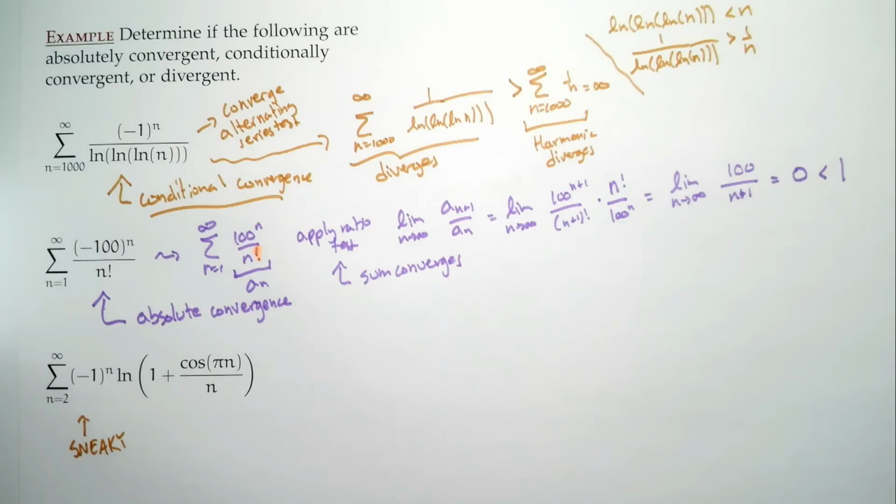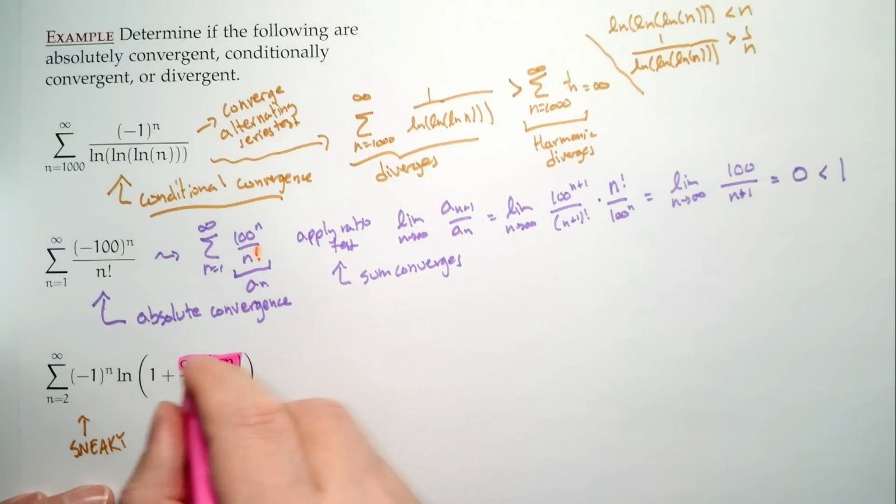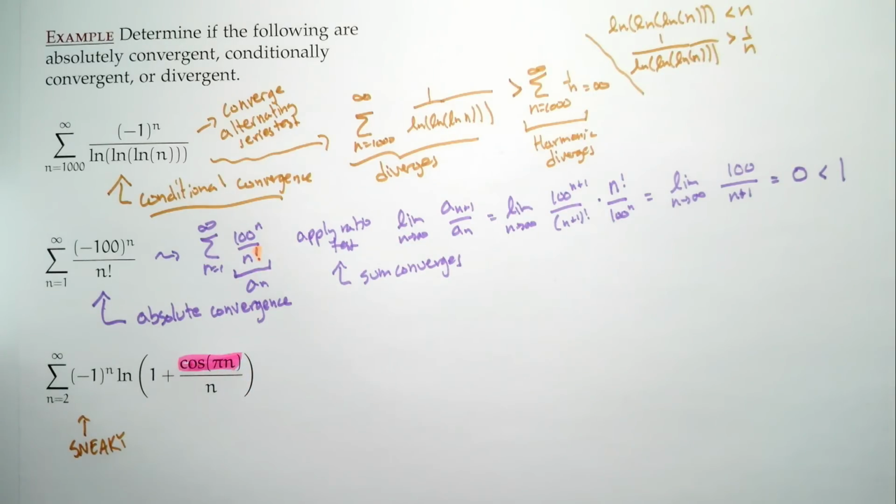And the reason that this turns out to be a little bit sneaky is this part right here. This cosine of pi n. Now, earlier today, we saw a sine event. And we said, the sine event, it jumps all around and it's not really easy to predict. But cosine of pi n actually is easy to predict. So let's think about it.